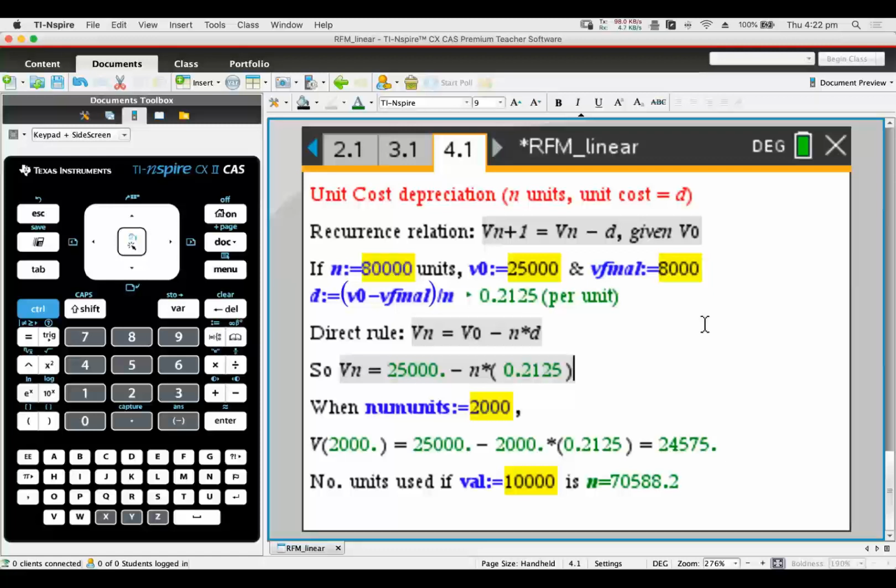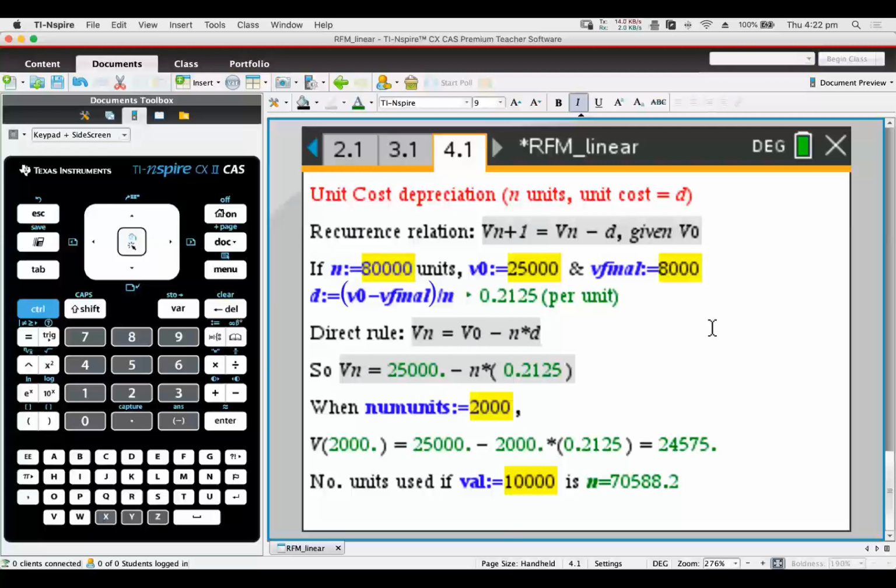So it looks quite familiar, and a couple of things are different. Like flat rate depreciation, you'll notice that V of n plus 1 is V of n minus D, given V naught. So depreciation shares that notation. And now, the thing that's a little bit different about this is that the amount that it depreciates is based on a per use, or per number of units used.